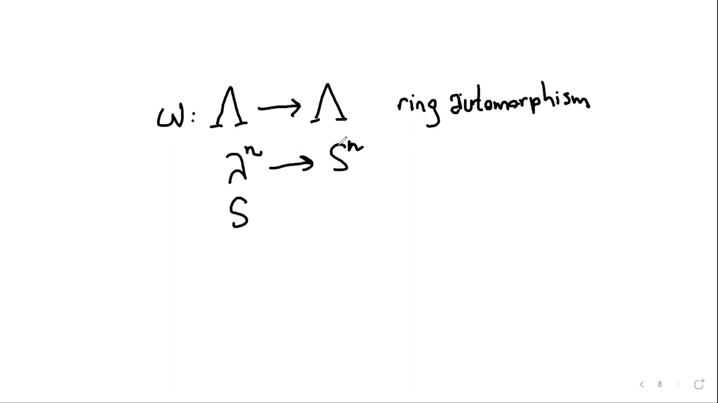because lambda is like a free ring on these generators. So once I've told you where they go to, that defines it. But then the cool part is that you can show that it sends Sn back to the lambda ends. And so that means that it's an involution. And that means that it's an automorphism.